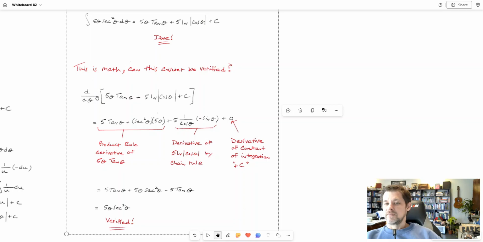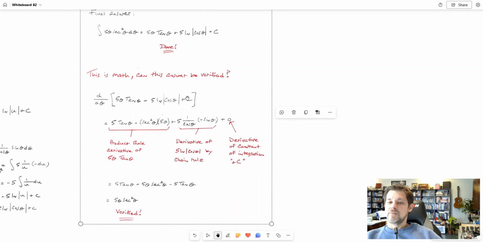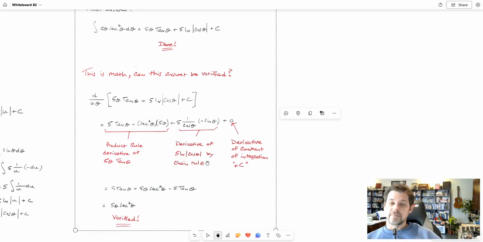So here goes. The derivative of this requires the product rule for 5 theta times tangent theta, which plays out like that. And the chain rule for 5 natural log absolute cosine theta, which plays out like that. And the derivative of any constant is 0, which is why this constant of integration appears in the answer at all. So look at that. If you're okay with that, you're probably okay as far as Calculus 1 goes. If this is something that you would struggle with a lot to do along with me right here, then it's something that we should talk about. Because like I said, I'll have to know Calculus 1 fairly well to get through Calculus 2.